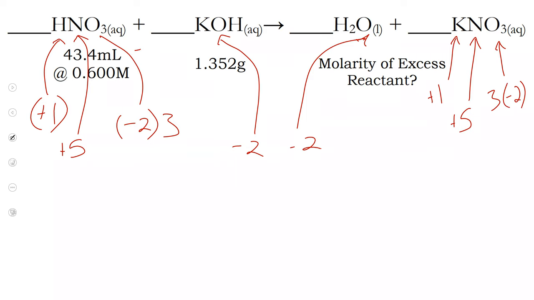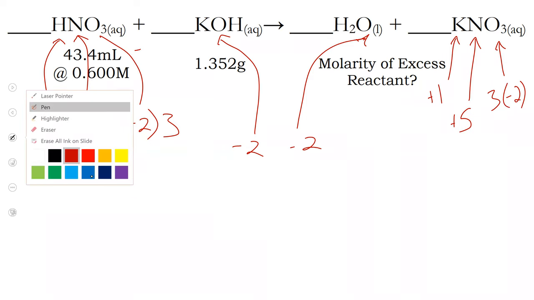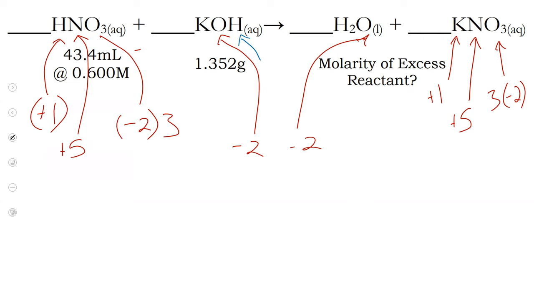What's the oxidation state on that hydrogen? Still plus one, right? It's still part of hydroxide. It's still less electronegative than the oxygen, so it's a plus one. And what's the oxidation state on potassium? Still plus one, still a potassium ion. So potassium didn't change.